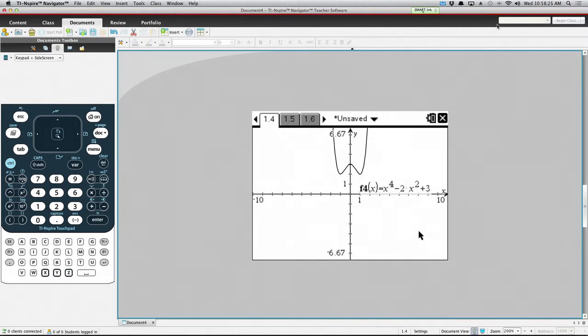Which type are these? They're relative, but actually the minimums are also absolute. Why are they absolute, Garrett? Because there's no point lower than it. Yes, if they're the lowest low point, then they have to be absolute. The highest high point gives me an absolute maximum. Very good, Chris. These points right here are relative minimums and they are absolute minimums.